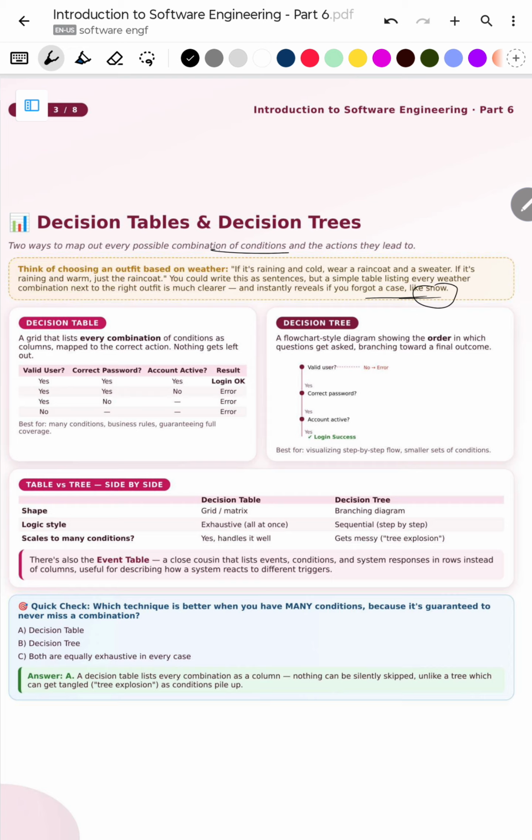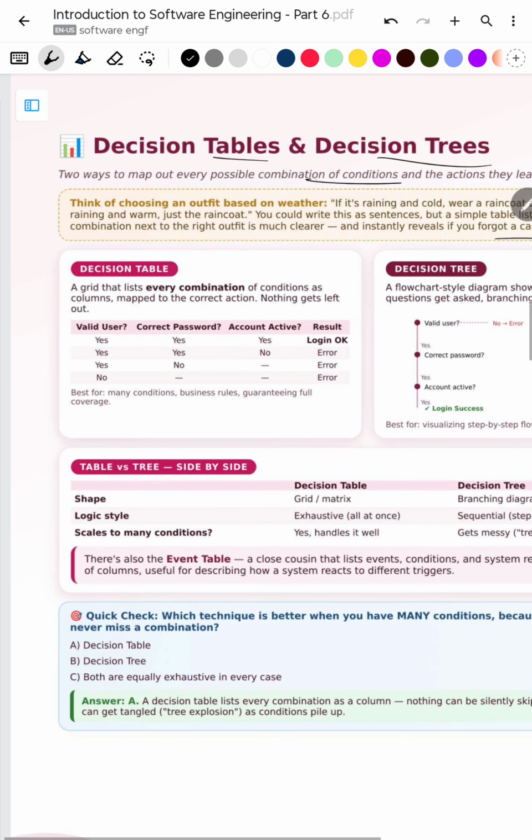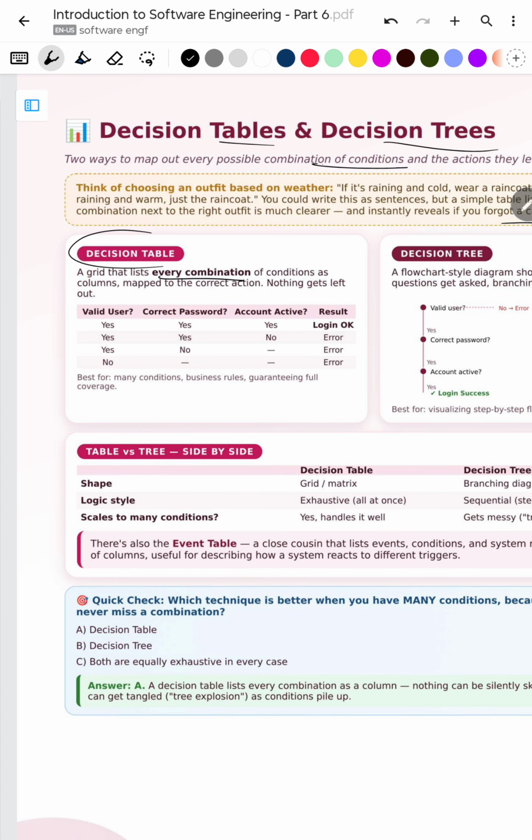Okay, you understood the idea. Whether you understood this example is secondary. Why are we using tables and decision trees? Clearly, they show all the combinations that are there, so we don't by chance miss any condition or combination that is possible. That's their main role. A decision table is a grid that lists every combination of conditions as columns mapped to the correct action. Nothing gets left out.